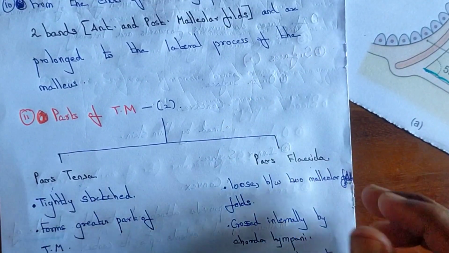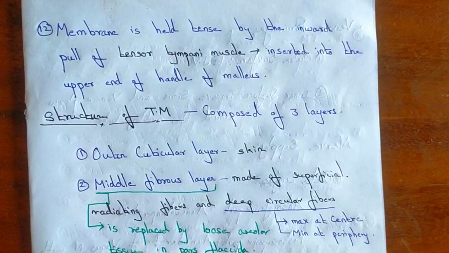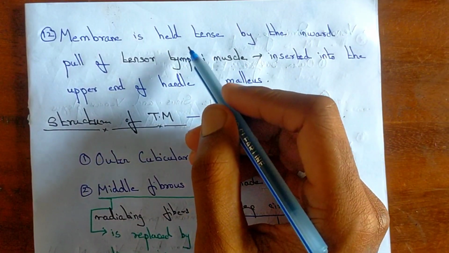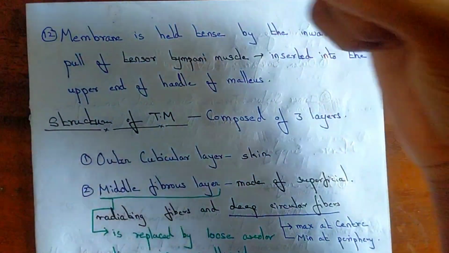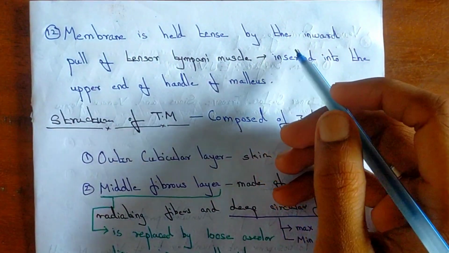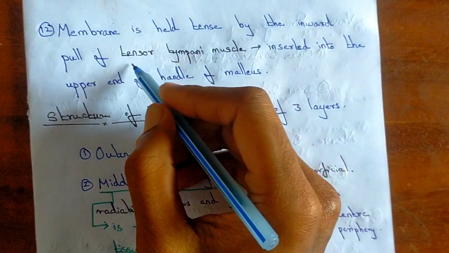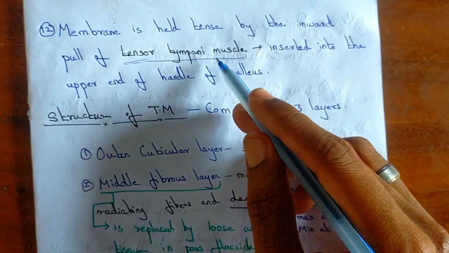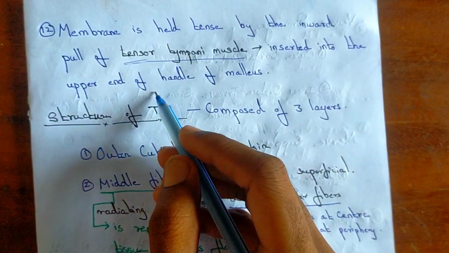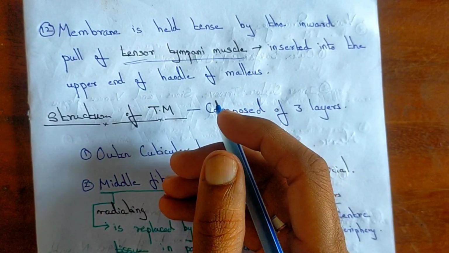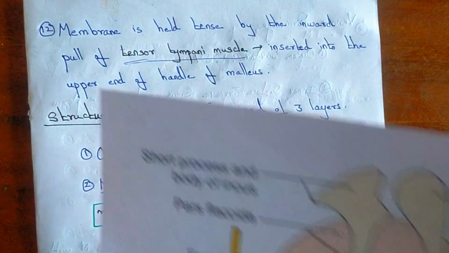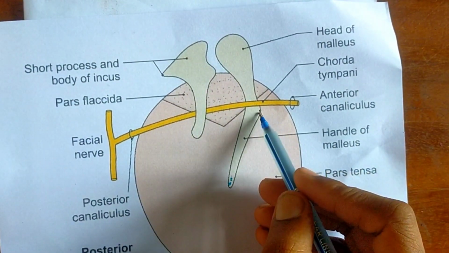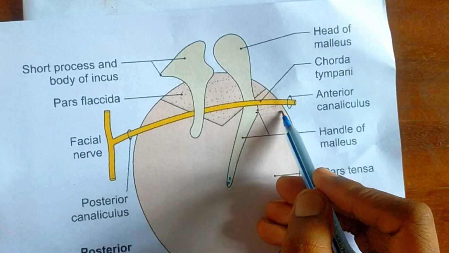These are the easy points, you can grab them easily. The tympanic membrane is held tense by the inward pull of the tensor tympani muscle. The tensor tympani muscle plays a very important role here, and it is inserted into the upper end of the handle of malleus, which means this is the handle of malleus, and the tensor tympani muscle is attached to here. Got it? In this area.